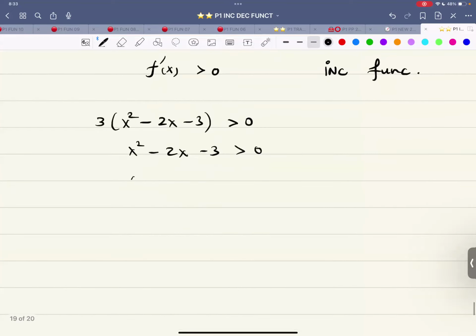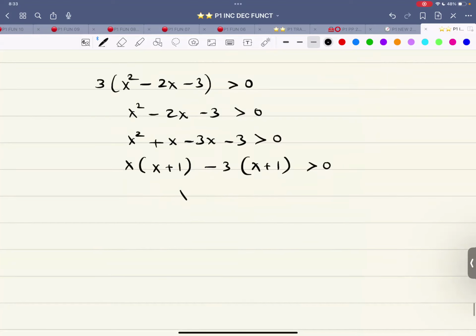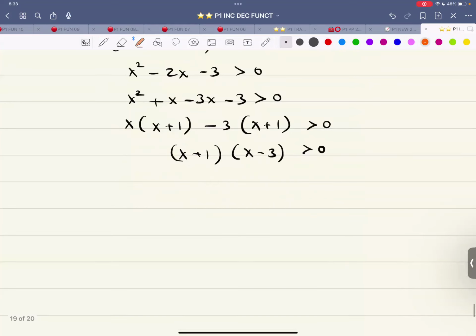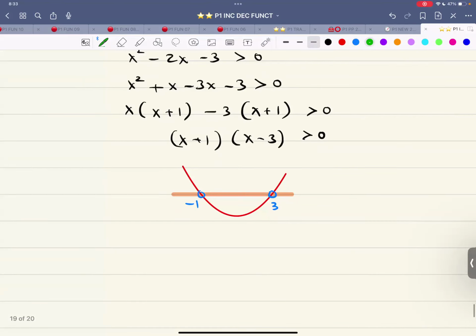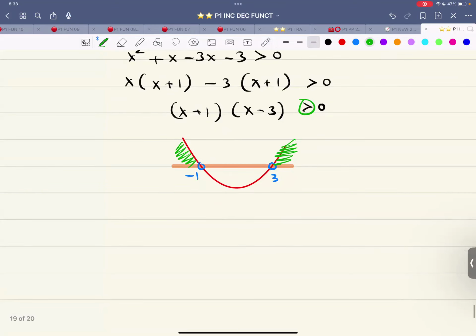I got rid of 3. x squared plus x minus 3x minus 3 greater than 0. x(x plus 1) minus 3(x plus 1) greater than 0. (x plus 1)(x minus 3) is greater than 0. There is no unknown over here as such. So that's the x-axis. That's the graph. These are the values. Plus 1 becomes -1. -3 becomes +3. We are looking for greater than 0. That's the region above the x-axis. Two separate regions, two separate answers.